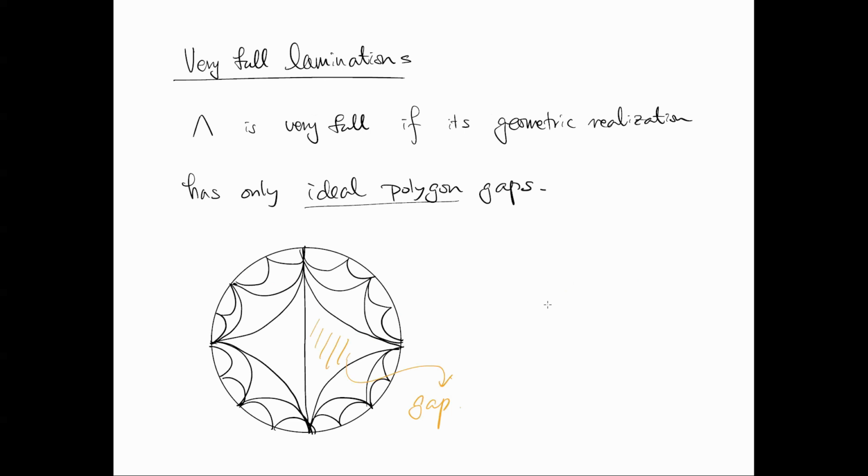The Farey tessellation of the hyperbolic plane is a collection of geodesics that decomposes the hyperbolic plane into ideal triangles. Right? So this is an example of a very full lamination. And a connected component of the complement of the geometric realization of the lamination is called a gap. Okay? So in other words, lambda is called very full if all the gaps in the geometric realization are finite-sided ideal polygons.